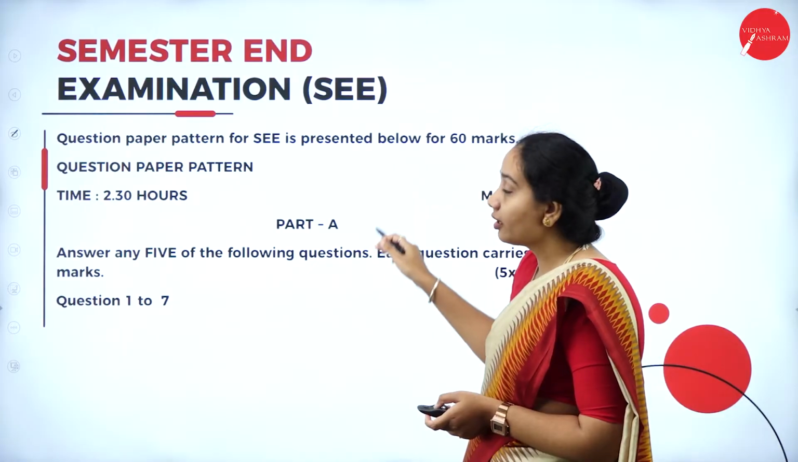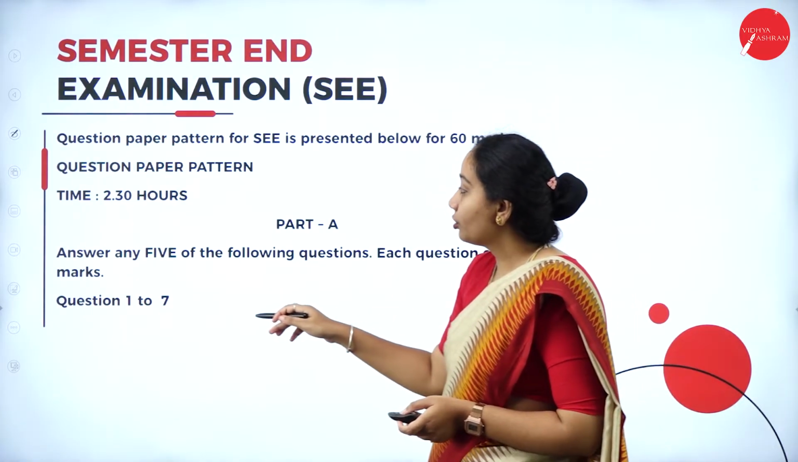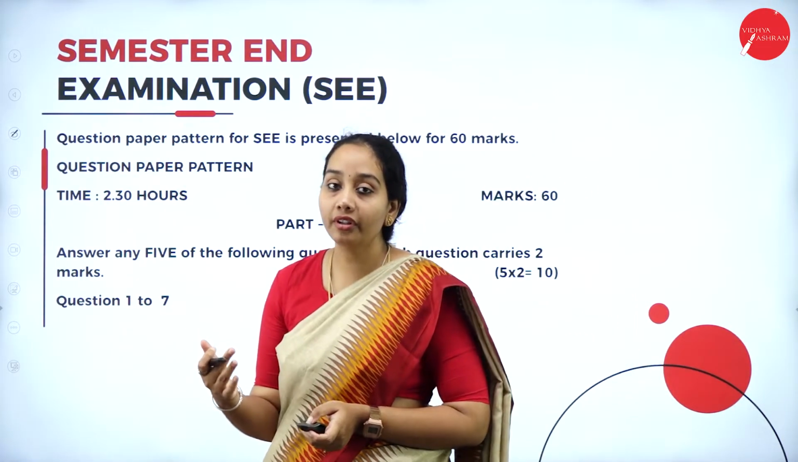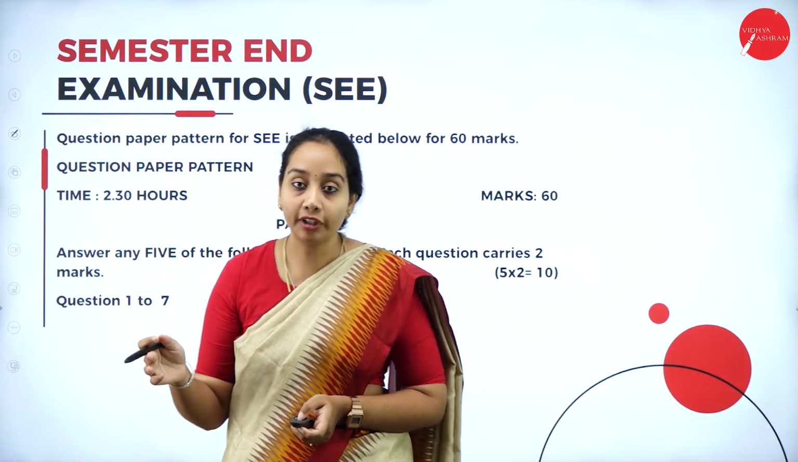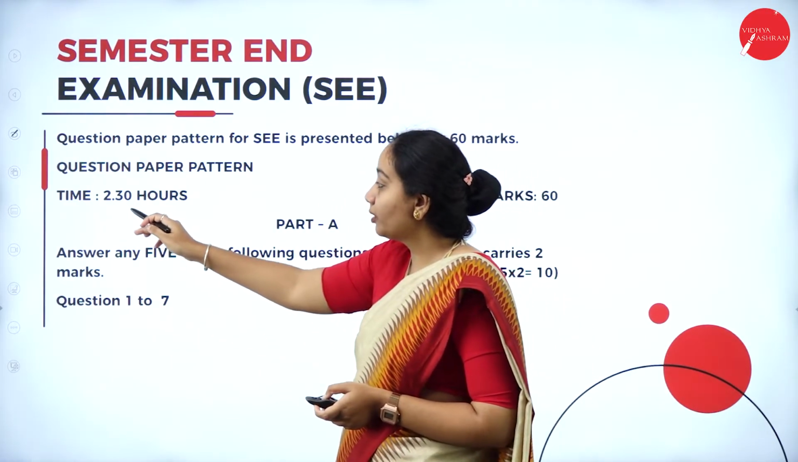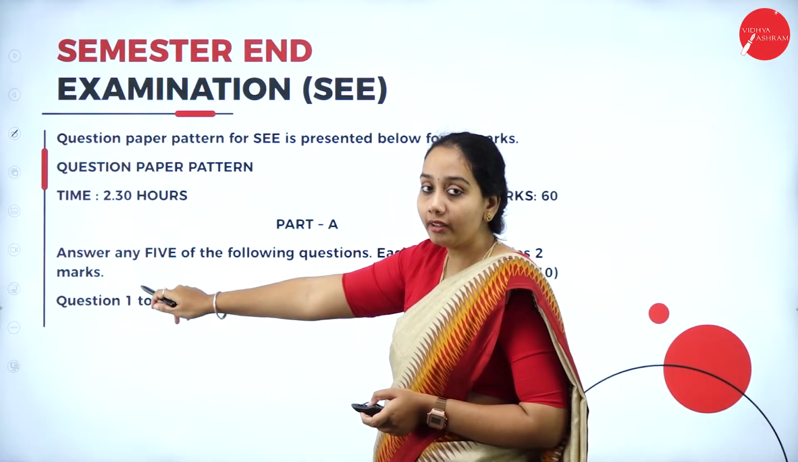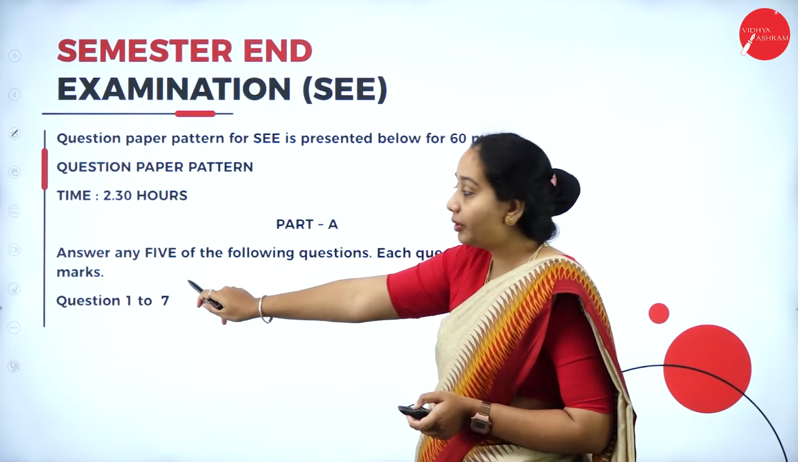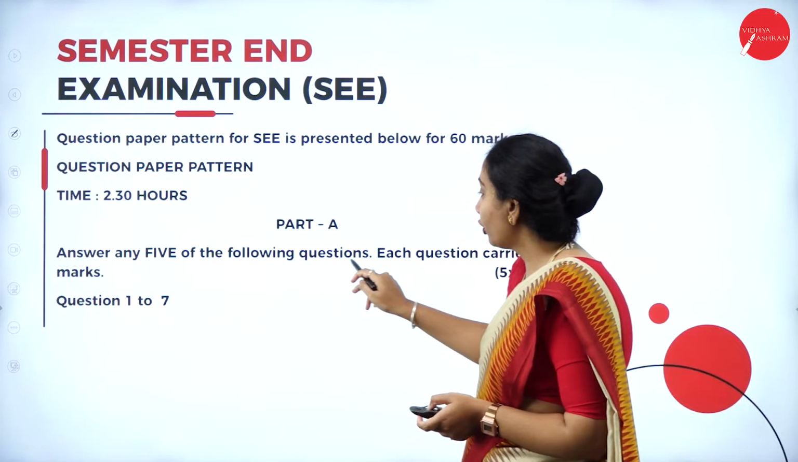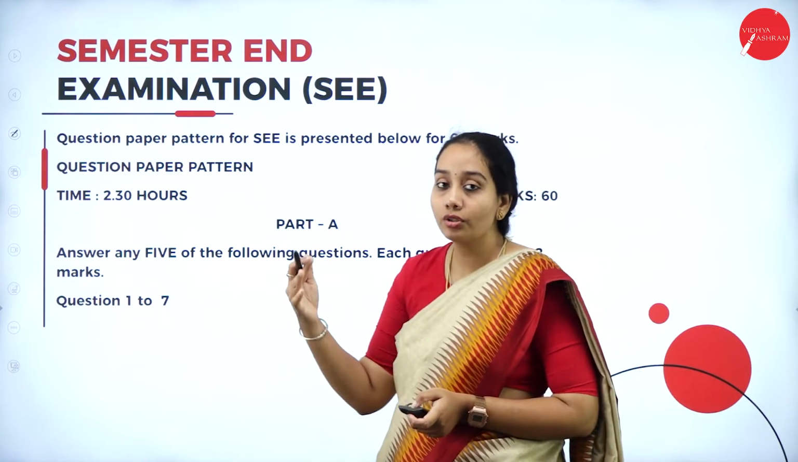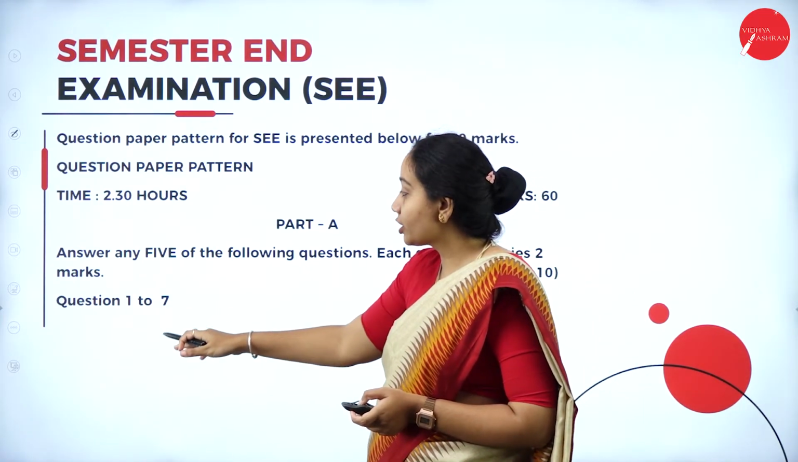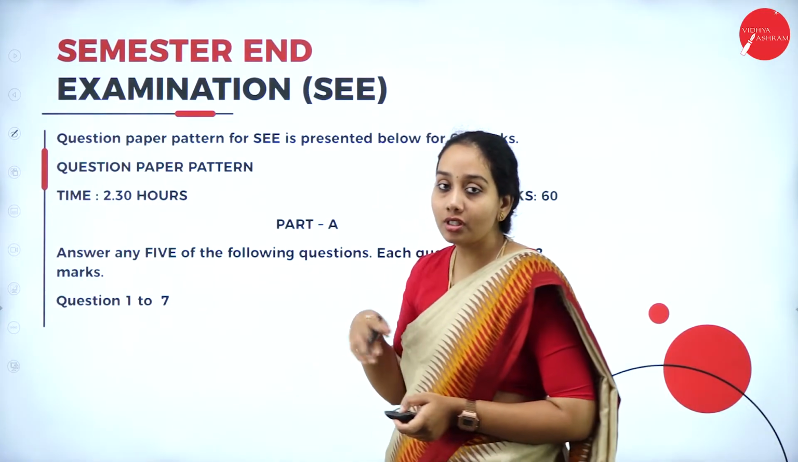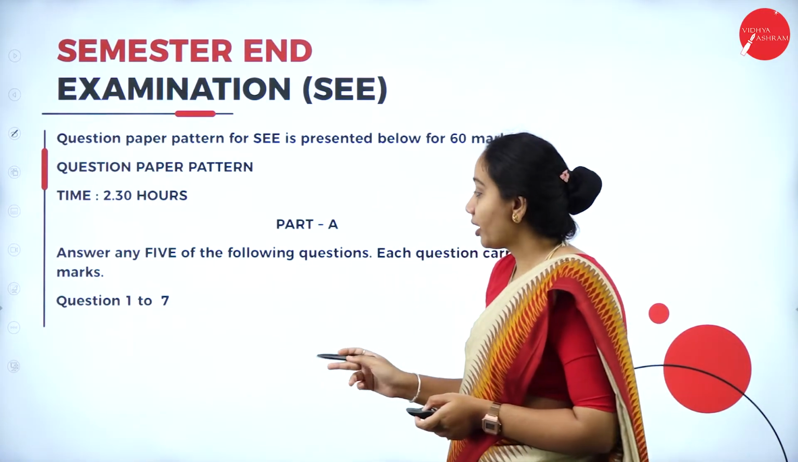Next, this is your semester examination pattern. As I've told, overall you're going to write for 60 marks. The total duration of the examination will be 2.5 hours. The first part, Part A, is to answer any 5 questions of the following. Each question carries 2 marks. They will give 7 questions, you should answer any 5, and each question will carry 2 marks here.